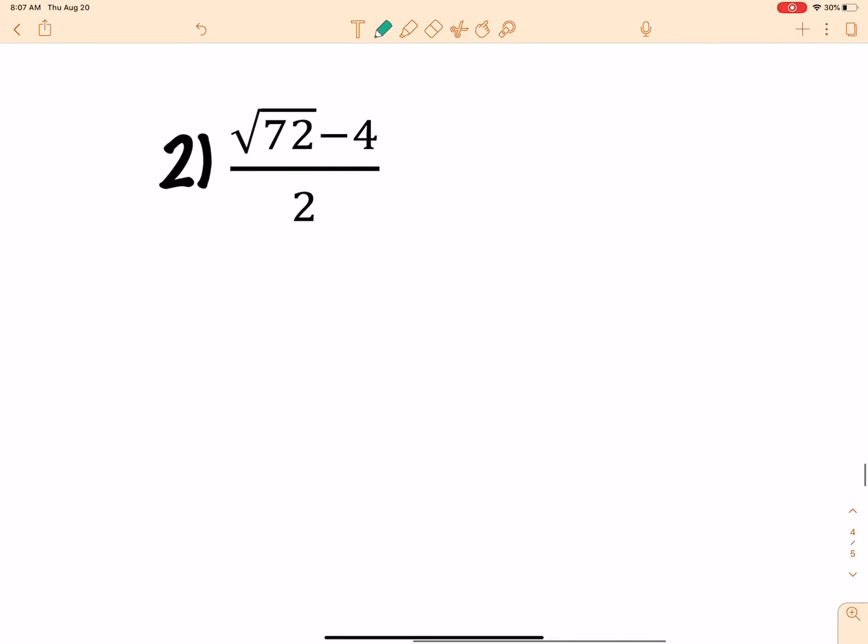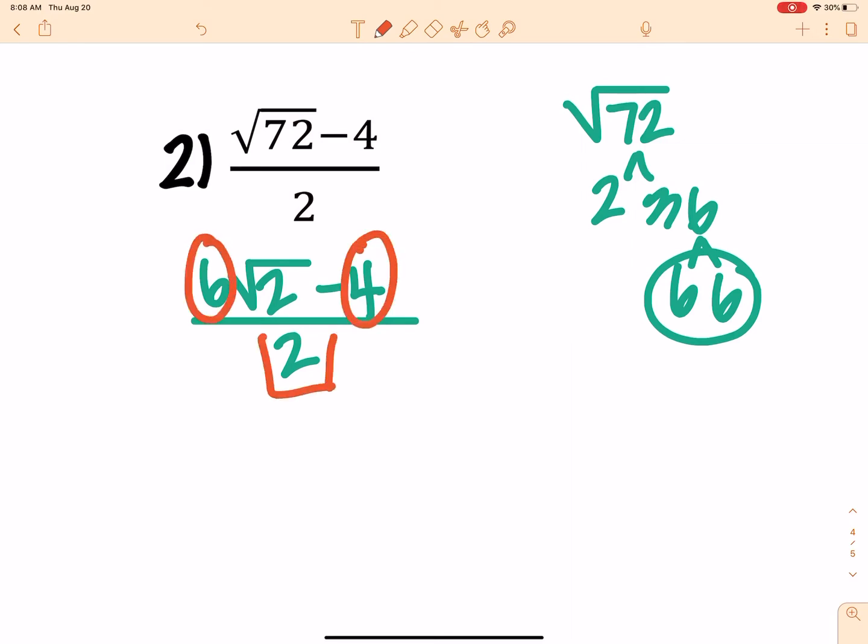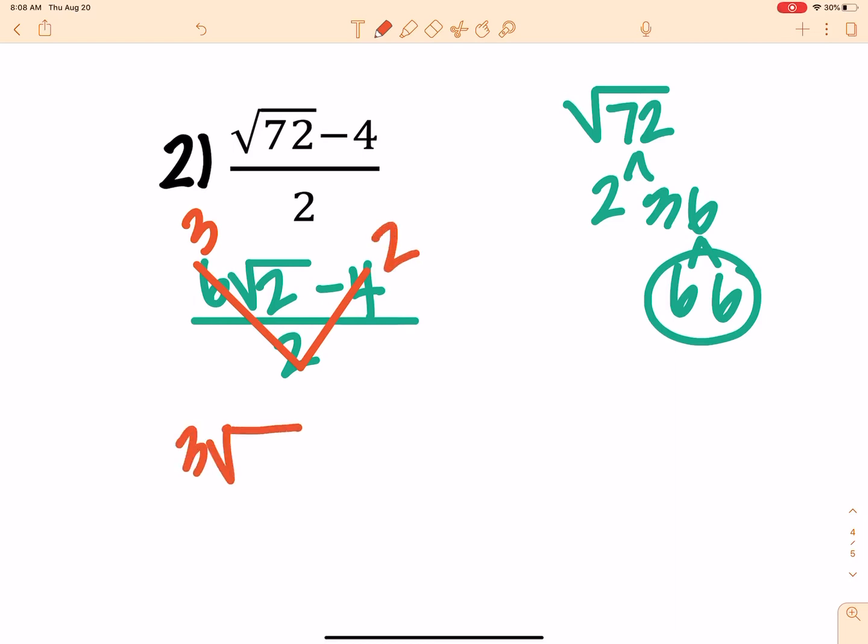Number 2, so we simplify square root of 72 first. So 2 and 36, 6 and 6. So we have 6 rad 2 minus 4 all over 2. Then we are able to simplify. Well, we check to see if we're simplified. If 6 and 4 are both divisible by the denominator, not either one, if both are, then you're allowed to simplify. So 2 goes into 6, 2 goes into 4, and then we are ready to write our answer. 3 rad 2. We don't touch the radical because it's an inside number, and that is our final answer.